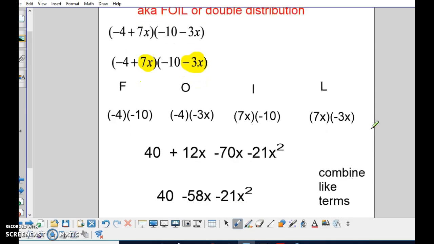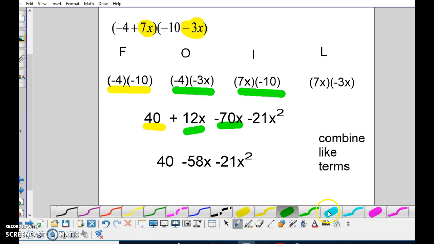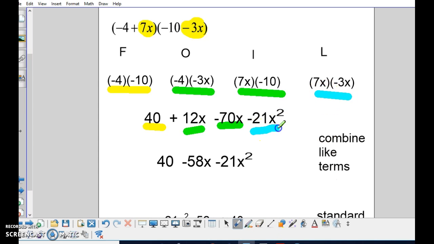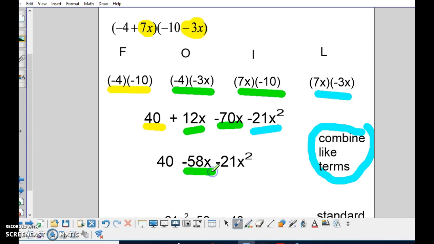So once we've done that, I'm going to come through and do the computation. So the -4 times -10 is 40. And then over here, I've got this product becomes 12x. This product becomes -70x. And then last but not least, I multiply the 7x and the -3x, and that gives me -21x squared. So now I'm going to come after you with this thing called combine like terms, and I hope you remember that 12x and -70x have the same last name, basically an x to the first power. 12 minus 70 is a -58. So I've combined those two terms.